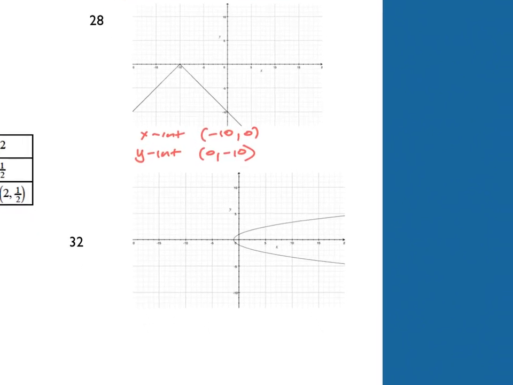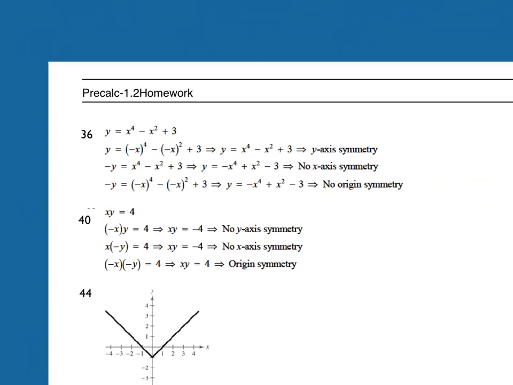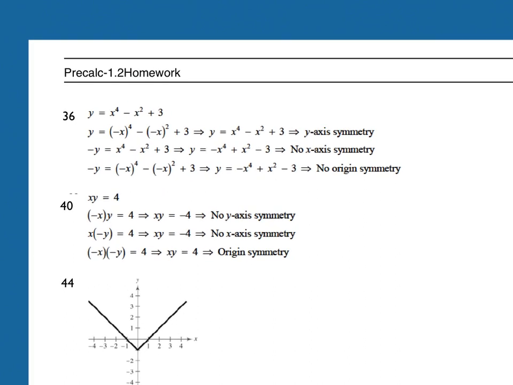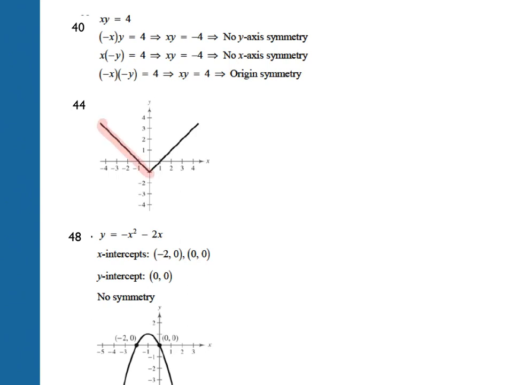32, x-intercept, -1, 0. Y-intercept, 0, 1, and 0, -1. 36, symmetry, there's y-axis symmetry, not x and not origin. 40, there's no x, no y, but there is origin. 44 asks you to use the symmetry to find the other half of this graph. So all you got to do is duplicate it on the left side like that. Because if it's y-axis, it flips over.